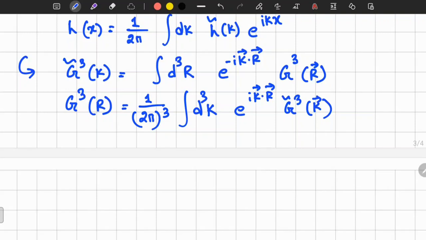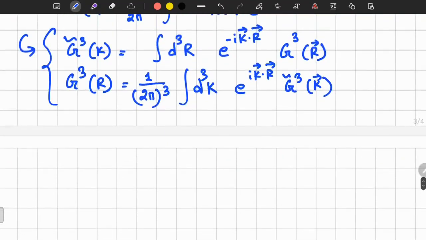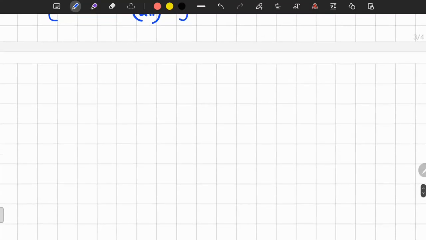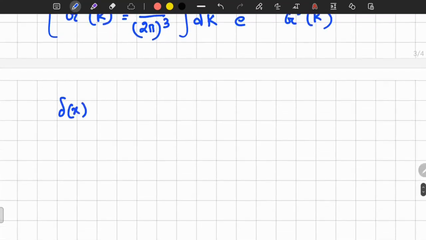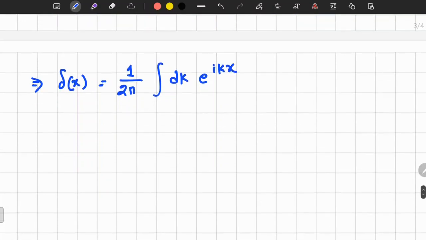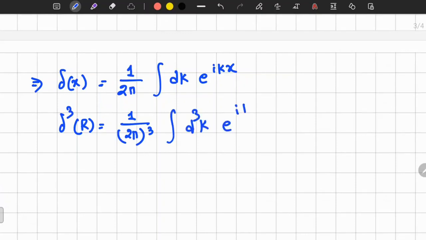Okay, so this is our Fourier transform. Again, we know this equation will be used. Before that, we know the form of the delta function of x in one dimension. We can write that like this. This is the form of the delta function. Okay, right? So in 3 dimensions, it will be just e to the power i k r. So this is the form of the delta function.